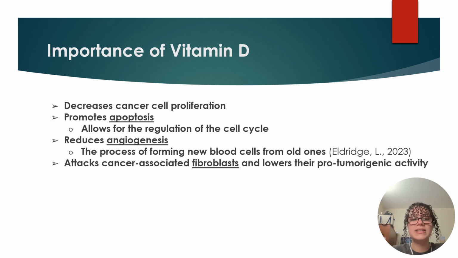It also reduces angiogenesis, which is the process of forming new blood vessels from old ones. Cancer utilizes this to provide blood flow to tumors so they can have proper nutrients and oxygen needed for growth and metastases. Vitamin D also attacks cancer-associated fibroblasts, which are connective tissues, and lowers their pro-tumorigenic activity.